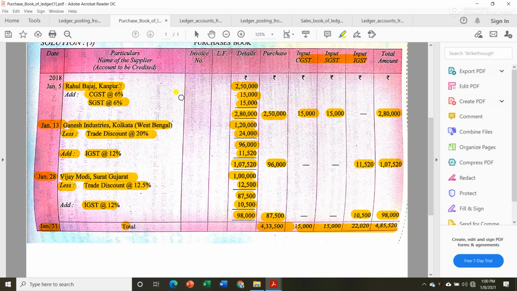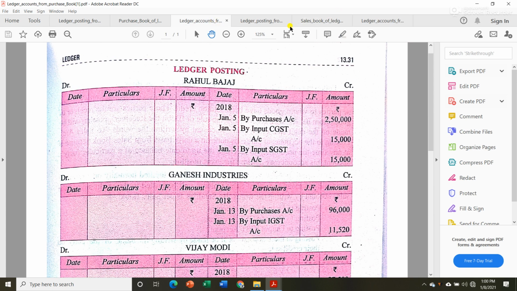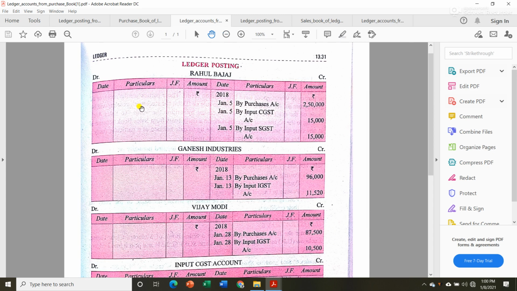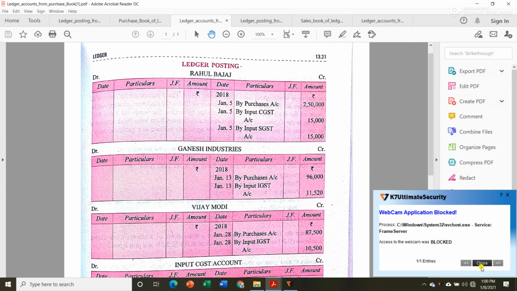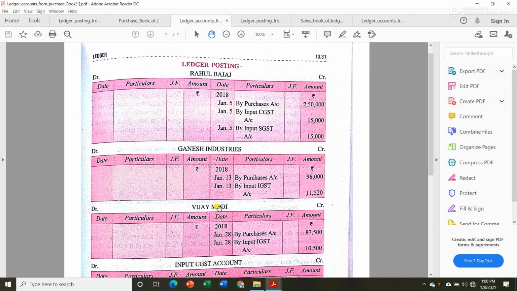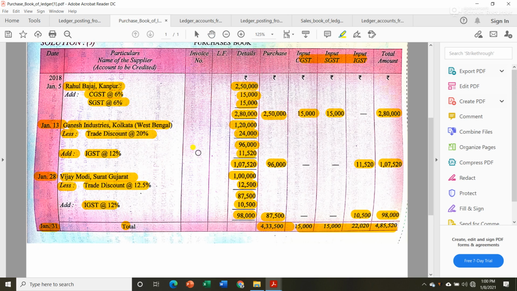Now let us see how to prepare ledger accounts. Now see, this is the format of a ledger account. As we all know, ledger accounts have two sides, debit and credit. Both sides will have 4 columns each. Now see, there is a trick for how you are supposed to prepare from the purchases book. In the journal we used to check each and every account whether we have prepared their ledger accounts or not, but in other subsidiary books it is very easy.